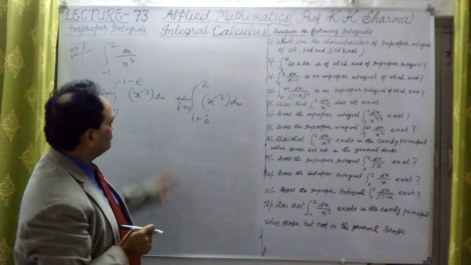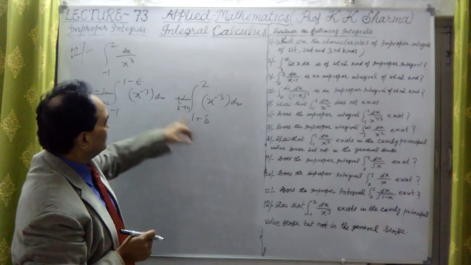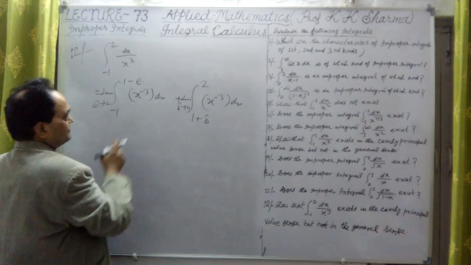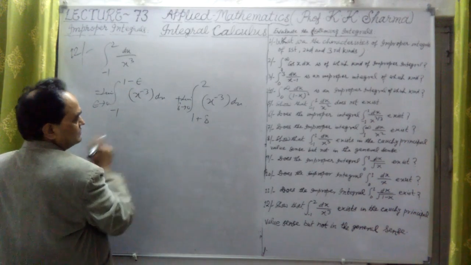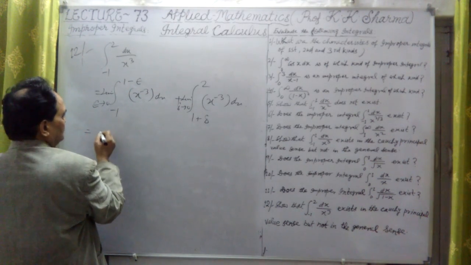Here the limits are -1 to +2, sorry, -1 to 2. In between we have taken -1 to 1, then 1 to 2. But here minus epsilon, plus epsilon. Before applying the limits, let me substitute the value.